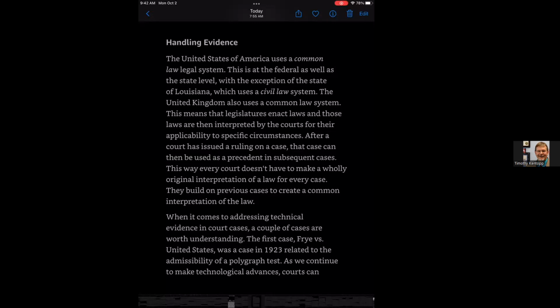So legal context requires an understanding of the legal system, right? And the United States of America uses a common law legal system. What they mean by common law is that there are laws that are passed by a legislature and then interpreted by the courts, right? The United Kingdom does this as well. But there are exceptions, and this one really took me by surprise. How many of us knew that in Louisiana, they have a civil law system? It's not a common law system, it's a civil law system. So there's a distinction there that's relevant.